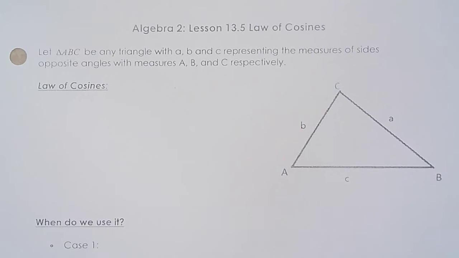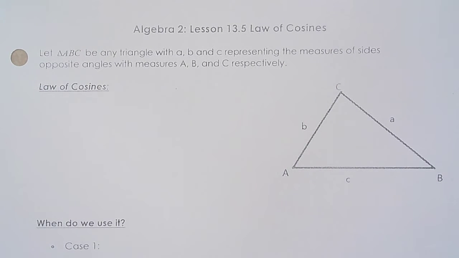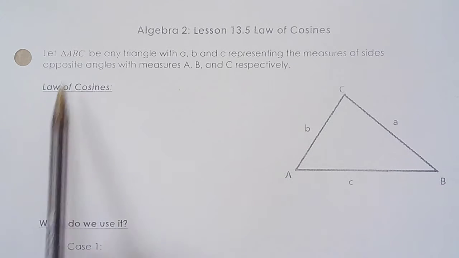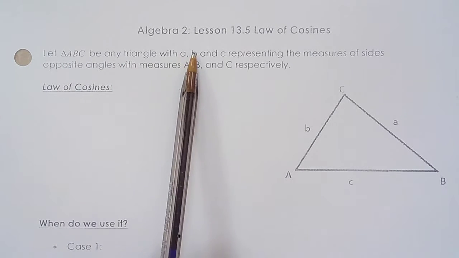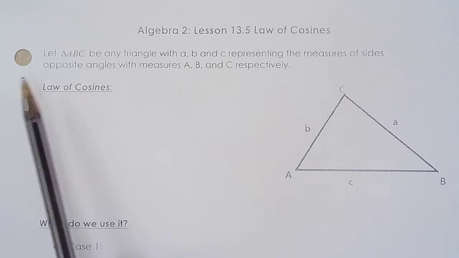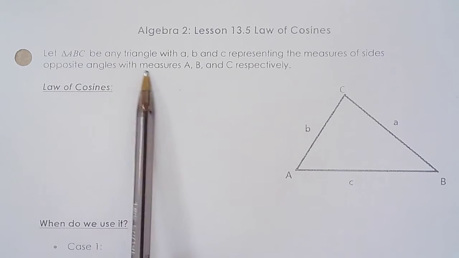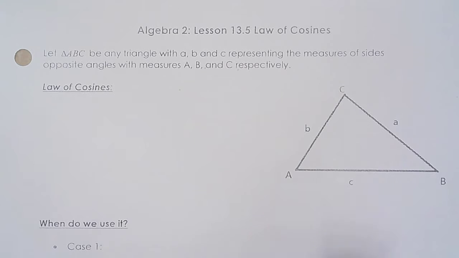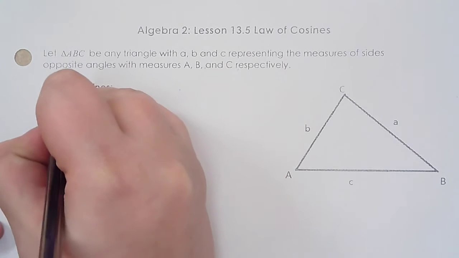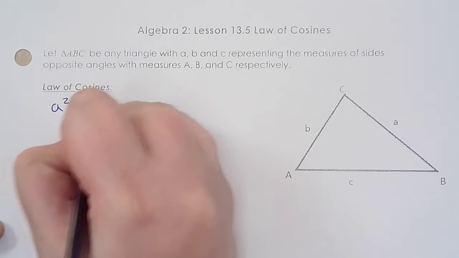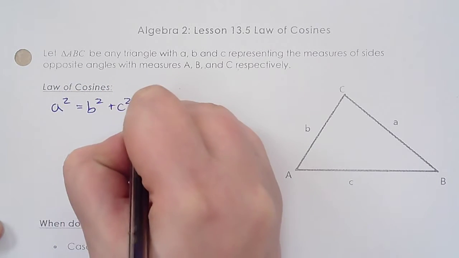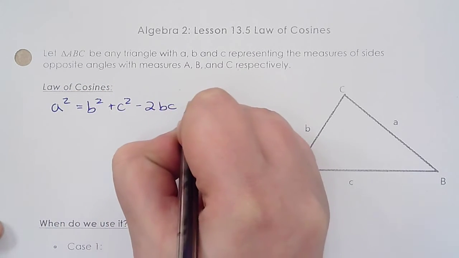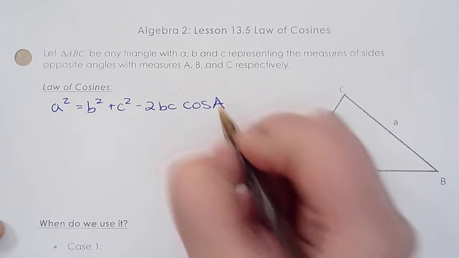Hey Algebra 2, here are the notes for 13.5, Law of Cosines. So, let ABC be any triangle with A, B, and C representing the measures of sides, opposite angles with measures A, B, and C respectively. That's just the triangle I've built here. The law of cosines, in case you have forgotten since geometry, is the general form A squared equals B squared plus C squared minus 2bc times the cosine of A.